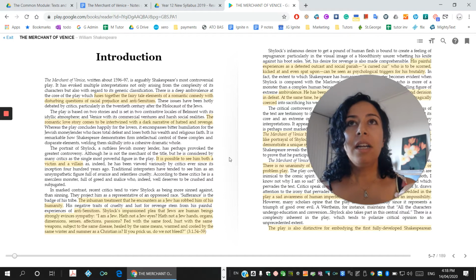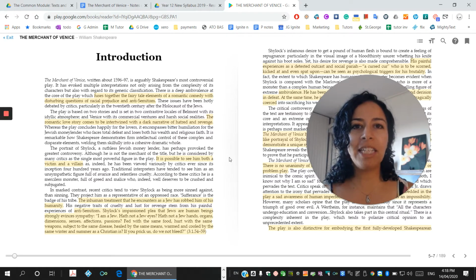If you look at other texts from the time that Shakespeare wrote this play, there is another play called The Jew of Malta, written by Marlowe.